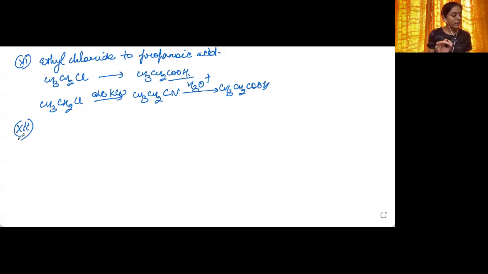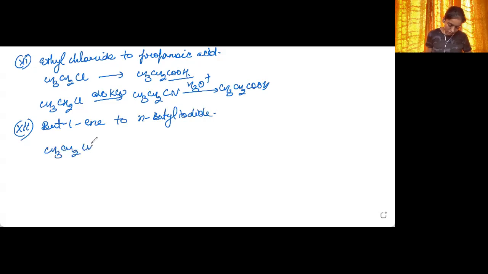But-1-ene to n-butyl iodide. Okay, but-1-ene to n-butyl iodide. All right, so it is CH3CH2CH double bond CH2 to n-butyl iodide.